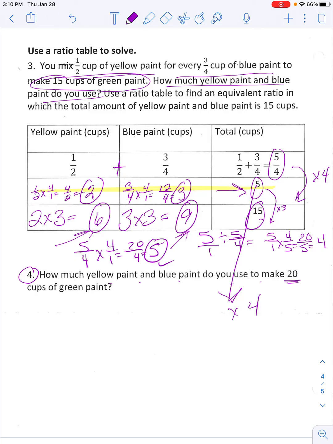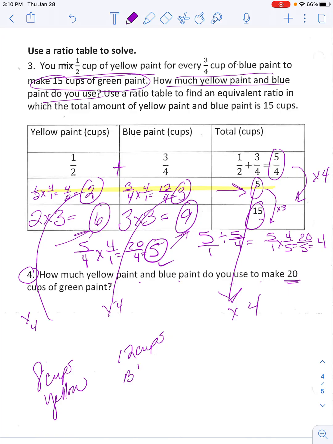So let's start with the yellow cups. 2 times 4 would give you 8 cups yellow. Look at your blue paint in the middle row. 3 cups times 4 would give you 12 cups blue. And then 5 cups times 4 would give you 20 total cups. So to make 20 cups, we would need 8 cups yellow and 12 cups of blue.